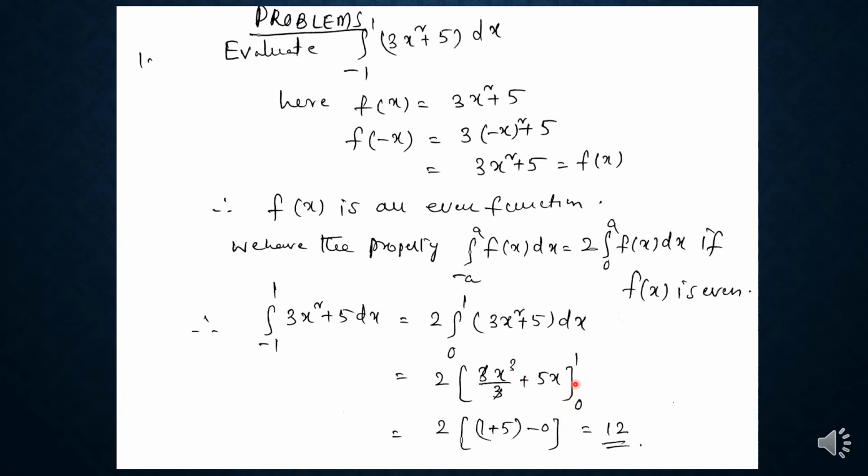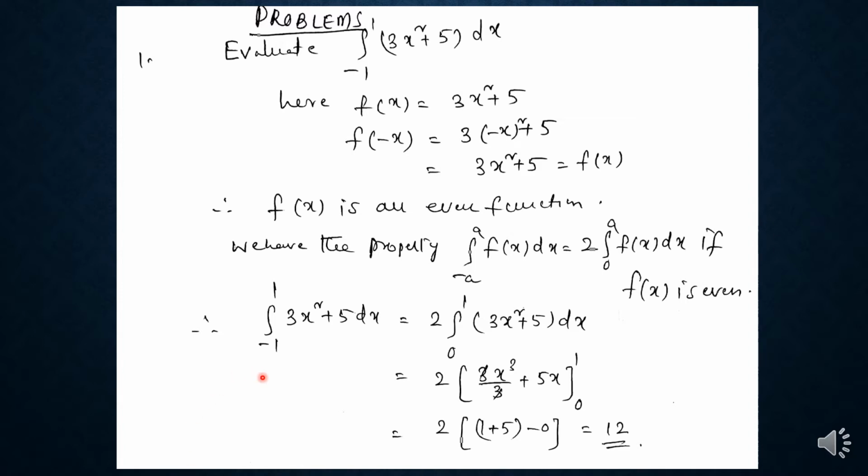Now by substituting the limits here, x cube, 1 cube, that is 1, plus 5 into 1, 5, minus, by substituting the lower limit x is equal to 0, this term becomes 0. So that is 2 into 1 plus 5, 6, minus 0, 2 into 6, this is equal to 12.